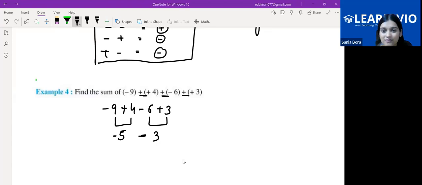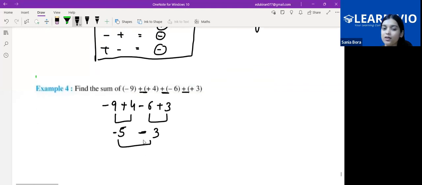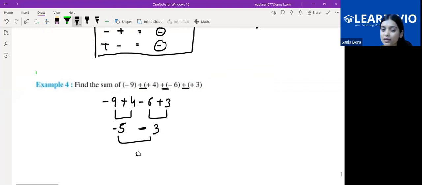Now you have minus 5 and minus 3. So minus, minus, what you need to do? Add. Add 5 and 8, you get 8. And who is greater, 5 or 3? 5. So minus 8. Yes. Got it, everybody? Yes, ma'am. Others, you are getting it? Halima, Salman, Hana, Manha, everybody? Yes, ma'am.